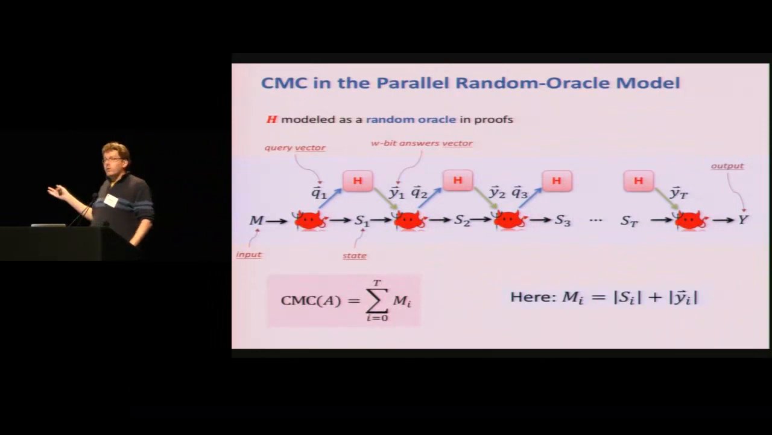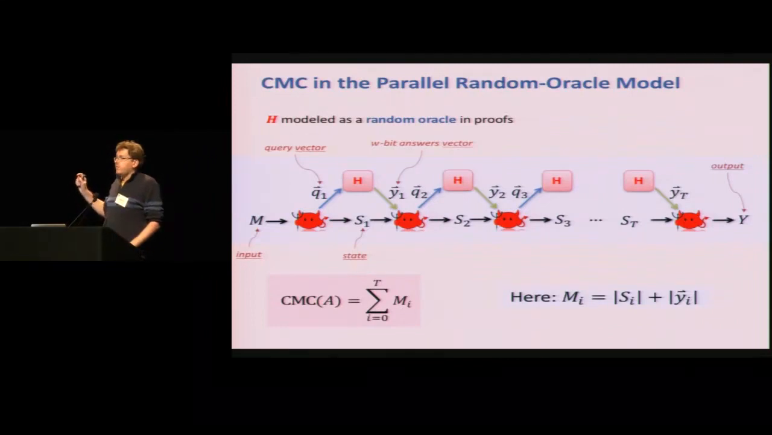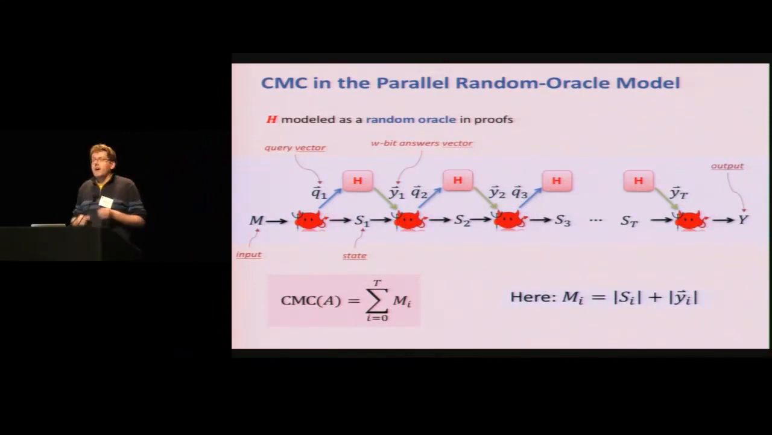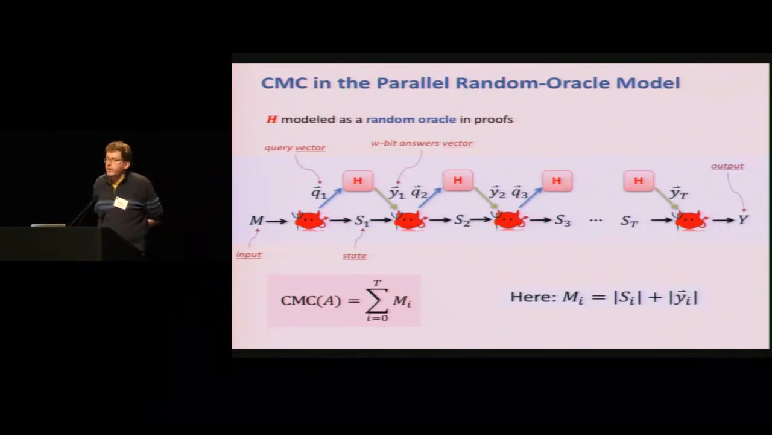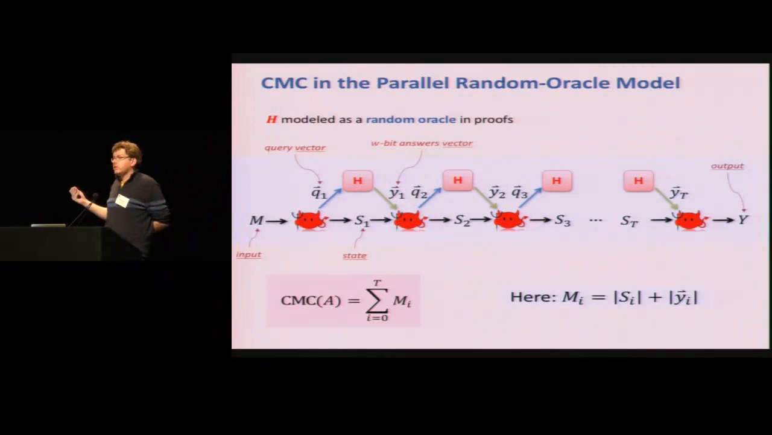Right? And then we want to consider the cumulative memory complexity of such an adversary, which we typically model by considering the size of the state at every step, plus the size of the answers that the adversary gets back from the hash function queries. This is very generous. The adversary might need more memory, but we're going to prove a lower bound, so it doesn't matter. If the adversary uses even more memory, then that's better for us.